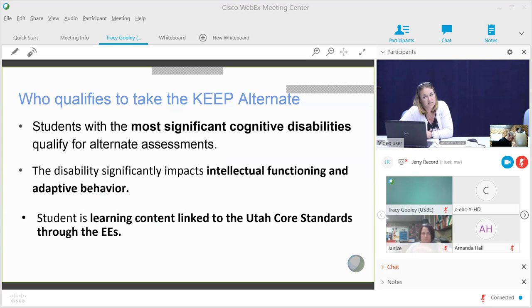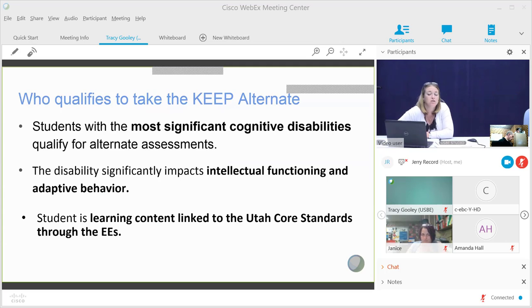So let's look at who qualifies to take our KEEP alternate assessment. This is for students with the most significant cognitive disabilities, right? A student with a significant cognitive disability not only has an impact on intellectual functioning, but also on adaptive functioning components as well. That means their day-to-day living skills. So it's not just a student that may have a low IQ, but they also can't dress themselves, can't get to and from school, or toileting or feeding. So we're looking at those components of adaptive behavior.